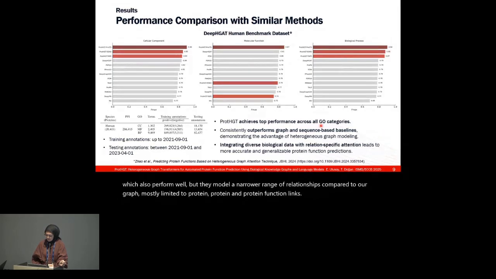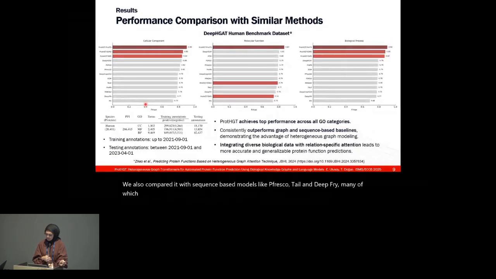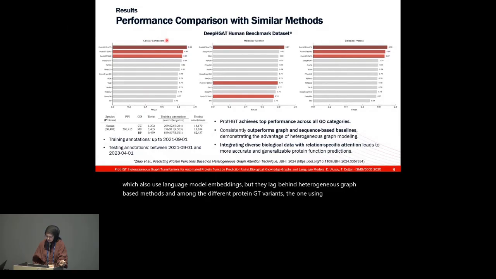We also compared it with sequence-based models like pFresco, TAWL, and DeepFRI, many of which also use language model embeddings, but they lag behind heterogeneous graph-based methods. And among the different ProtHGT variants, the one using the ProtT5 embeddings performed best overall. But all 3 were competitive, and this shows that while high quality initial embeddings help, the strength of the rich relational graph modeling is key to our model's success.